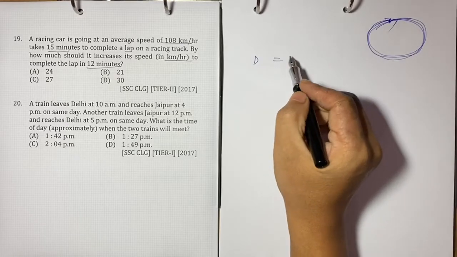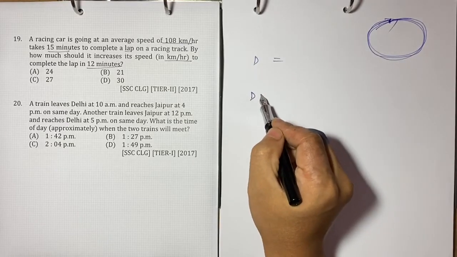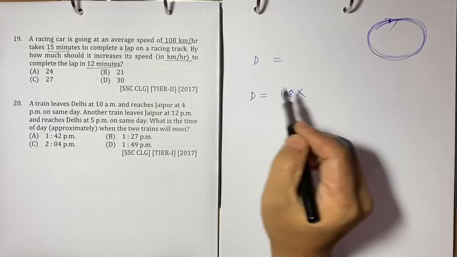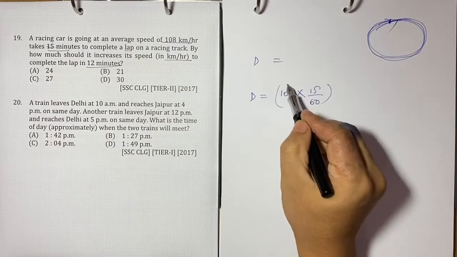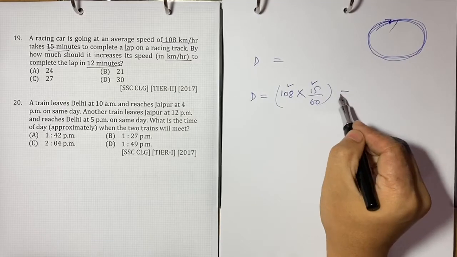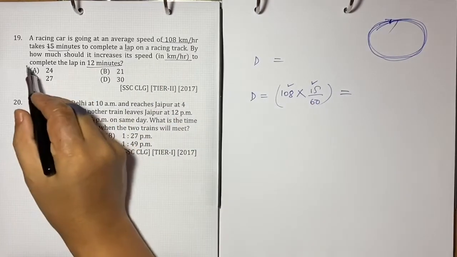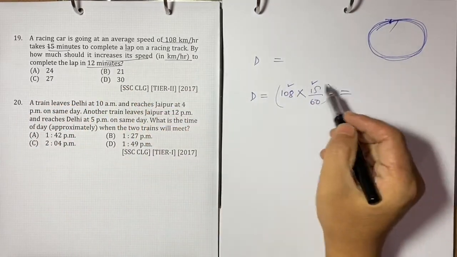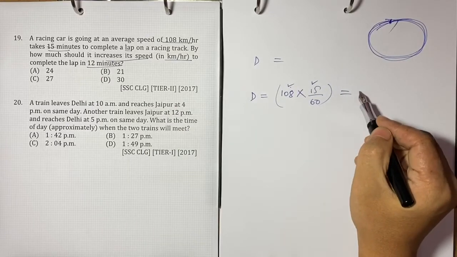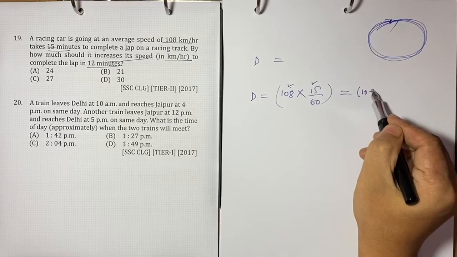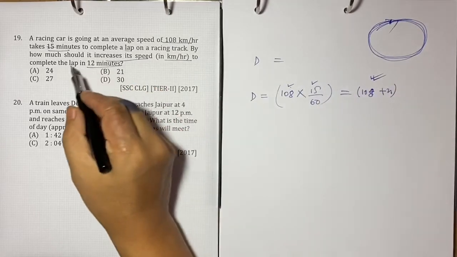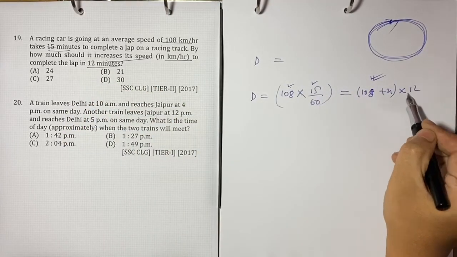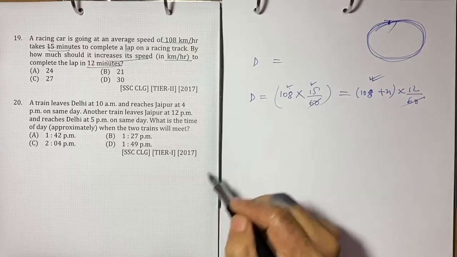So for the first lap, distance equals 108 into 15 minutes. This is speed into time. The distance is the same. By how much should it increase its speed? Let the increase be x, so the speed will be 108 plus x. This is the speed. Time is 12 minutes, 12 by 60. Cancel both sides.